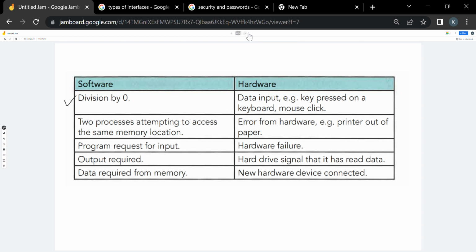Then we have different types of hardware interrupts. These are very simple to observe. For example, if any of your hardware is not working properly, you will see an interrupt message, hardware failure. And it is also possible that if you press any key on the keyboard while a process is already in execution, such an interrupt is also known as a hardware interrupt. Anything connected with the hardware that generates any disturbance in process execution is known as a hardware interrupt.